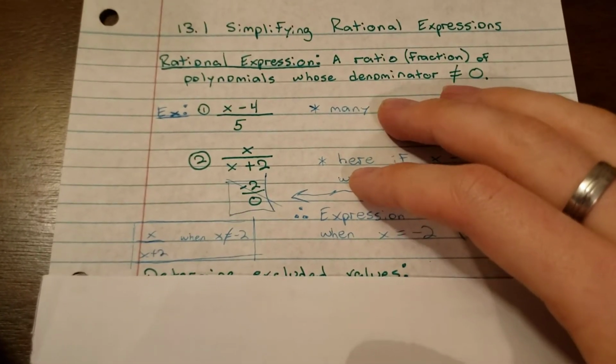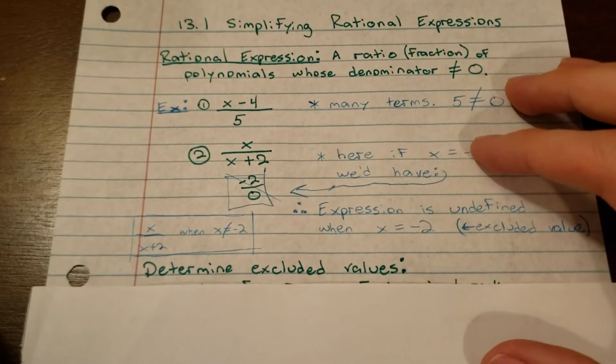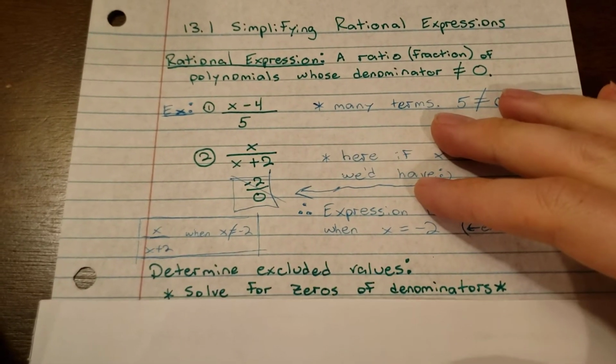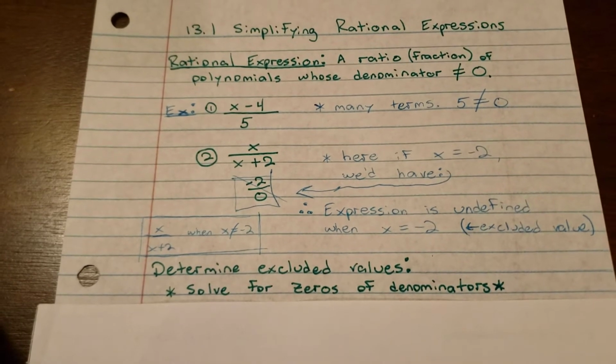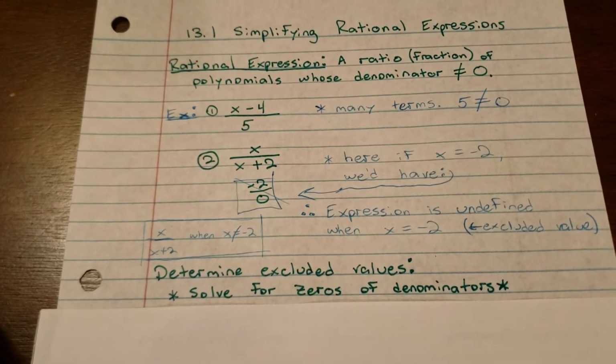Okay, moving forward. So like I said, we're going to have to determine excluded values, which, since these are polynomials, means we're going to have to solve for zeros of denominators. Now, you guys are basically professionals at it because this is what we did last chapter.